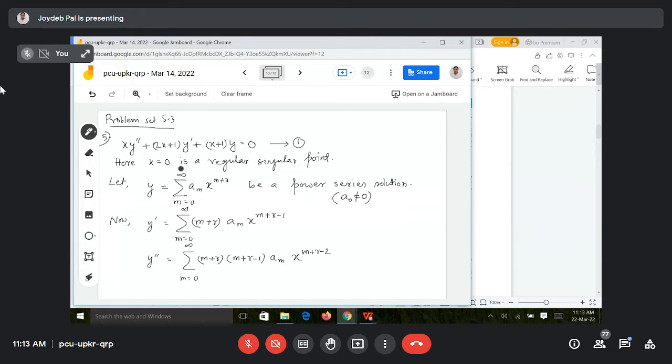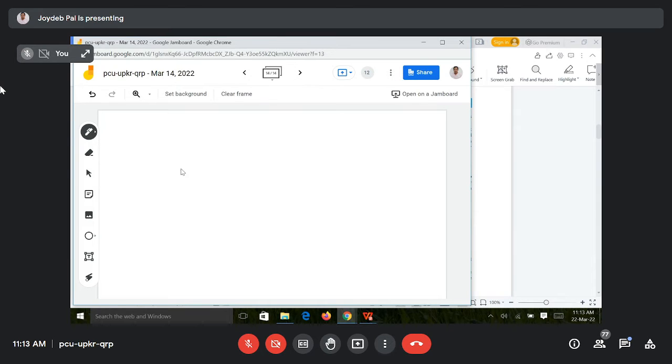Now equation 1 can be written as, I am multiplying these factors. (2x plus 1) into y dash is 2x y dash plus y dash, and (x plus 1) into y is x y plus y. So equation 1 implies x y double dash plus 2x y dash plus y dash plus x y plus y is equal to 0.